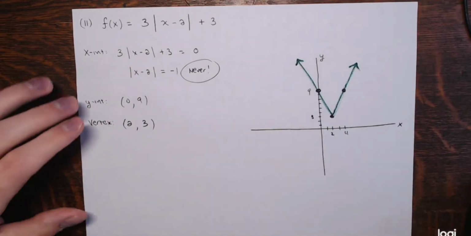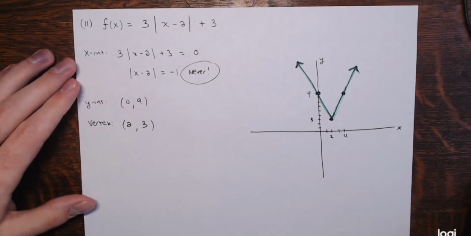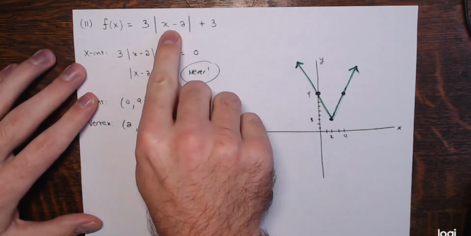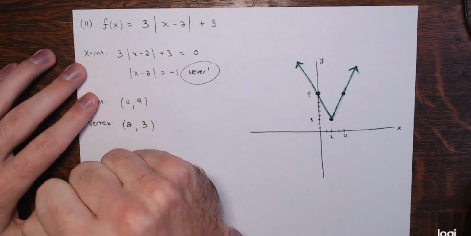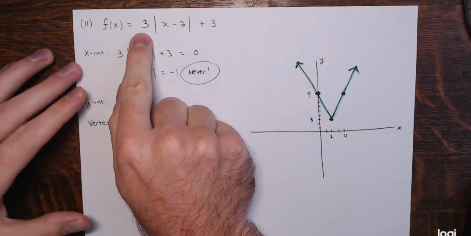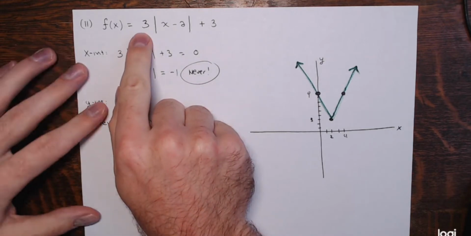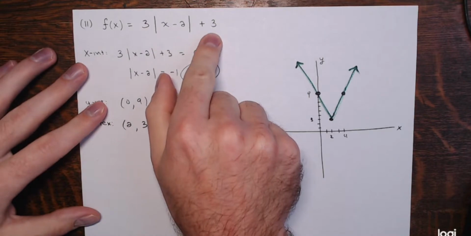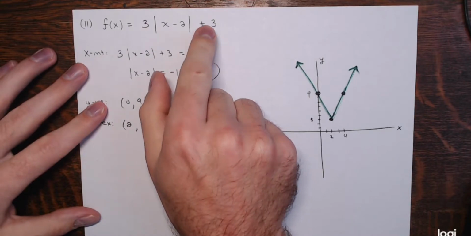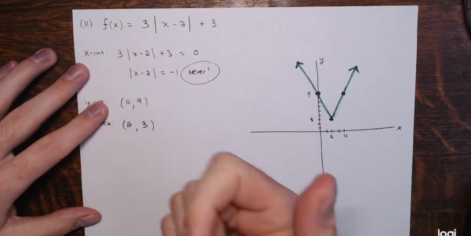And let's test this out. Now, if I were doing transformations, I'd start with the absolute value of x. Then we've got the times 3 for a vertical stretch by a factor of 3. Then there's the plus 3. You shift up 3 after that. And then replace x with x minus 2 to shift it right 2.